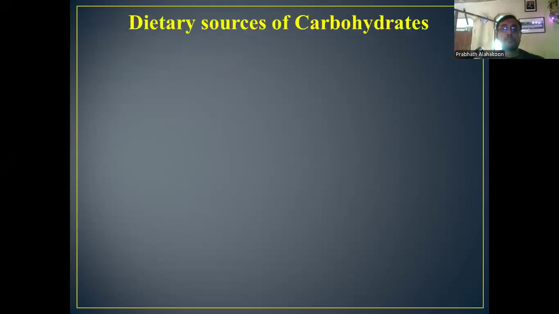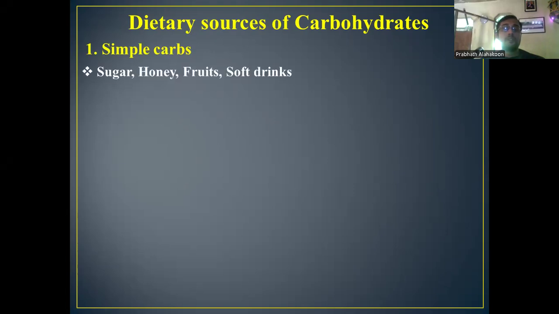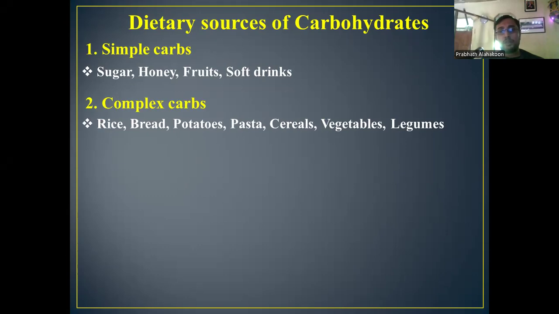Okay, let's discuss dietary sources of carbohydrates. There are two types of carbohydrates. First one is simple carbs. Examples of simple carbs are sugar, honey, fruits, and soft drinks. Another carbohydrate type is complex carbs. Examples of complex carbs are rice, bread, potatoes, pasta, cereals, vegetables, and legumes.